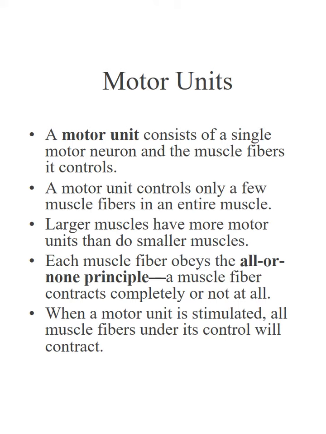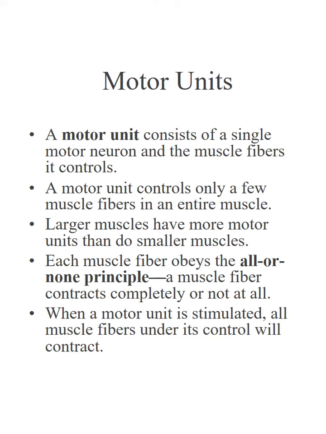For instance, the muscles that move the eye have smaller motor units but more precision in that control, versus a larger motor unit within, say, our quadriceps muscle. However, it's less precise movements.